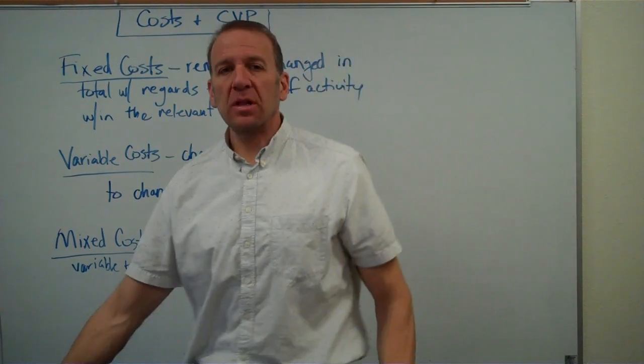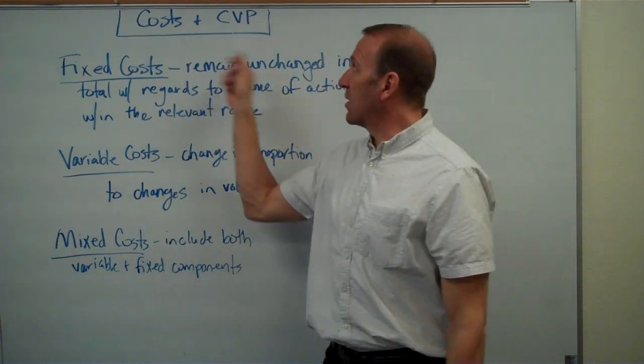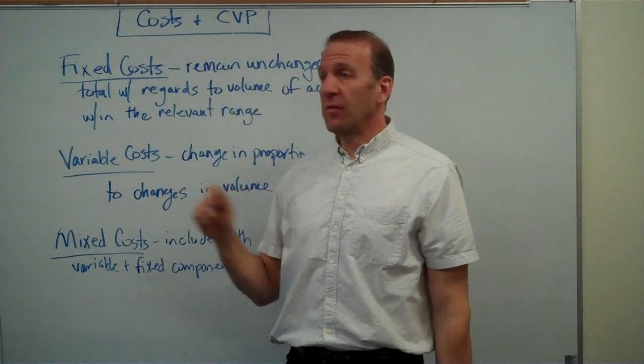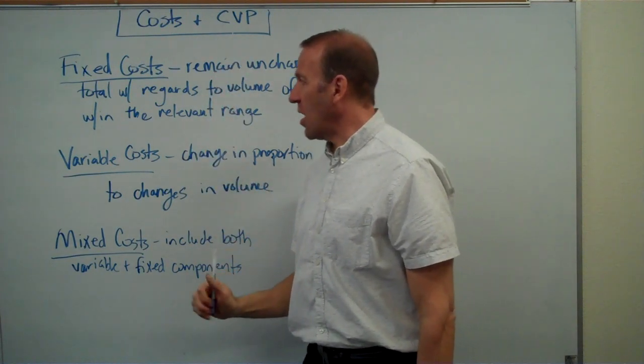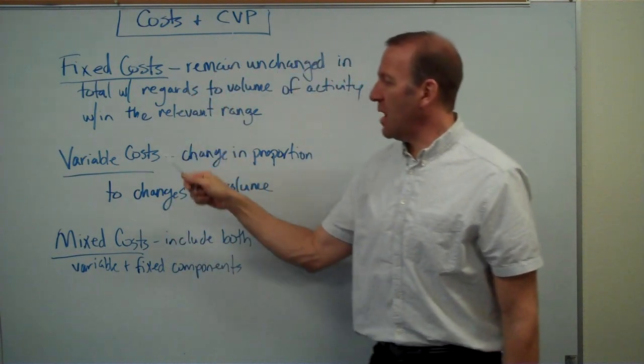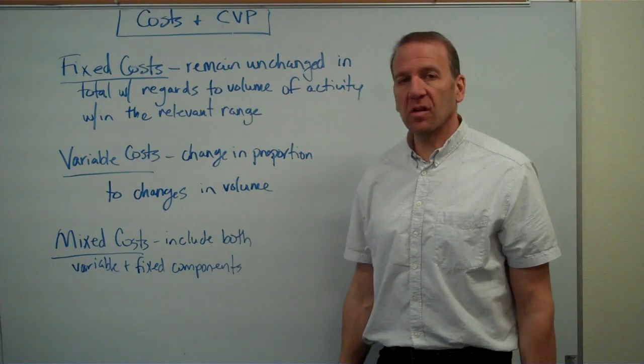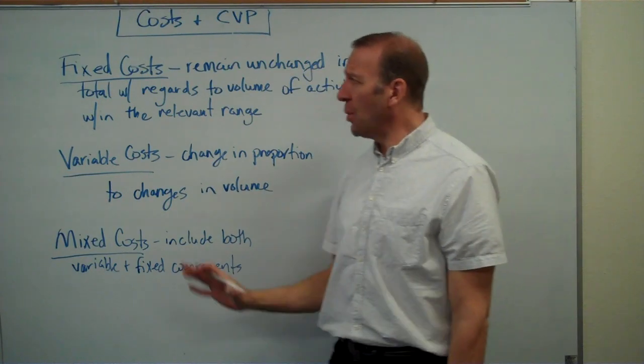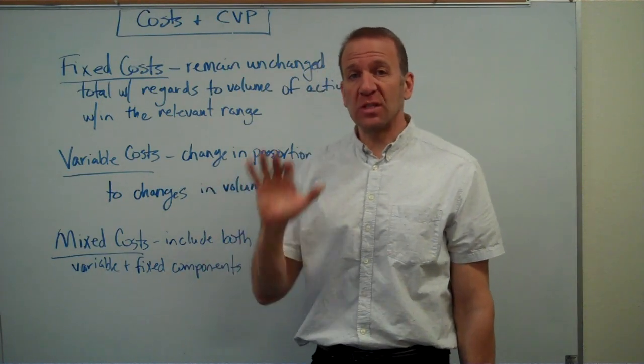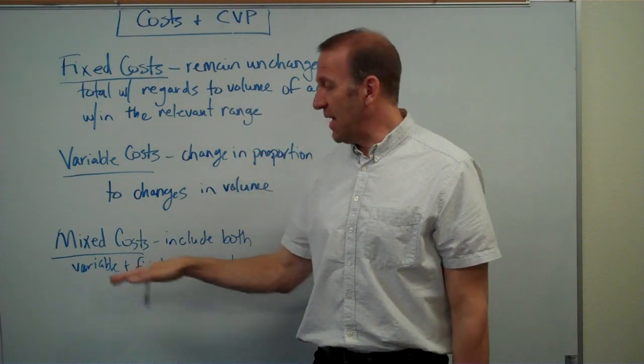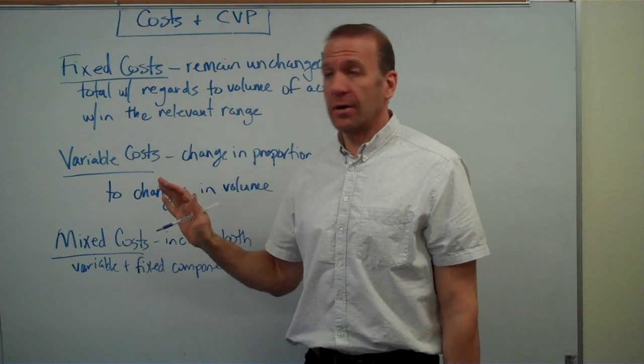Okay, class, today we're going to be looking at costs and cost volume profit analysis. But before we get into the analysis, we need to look at some of these costs. So we're going to look at fixed costs, variable costs, and mixed costs. It's really important that we divide all of our costs between fixed and variable. And then we have some that are mixed that we're going to have to divide up on our own.